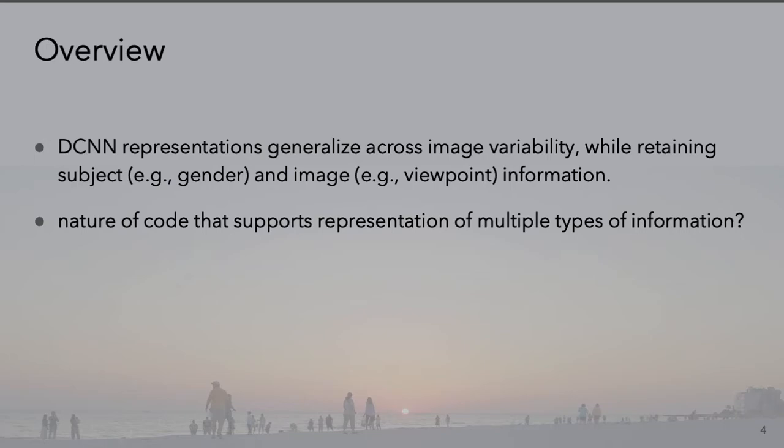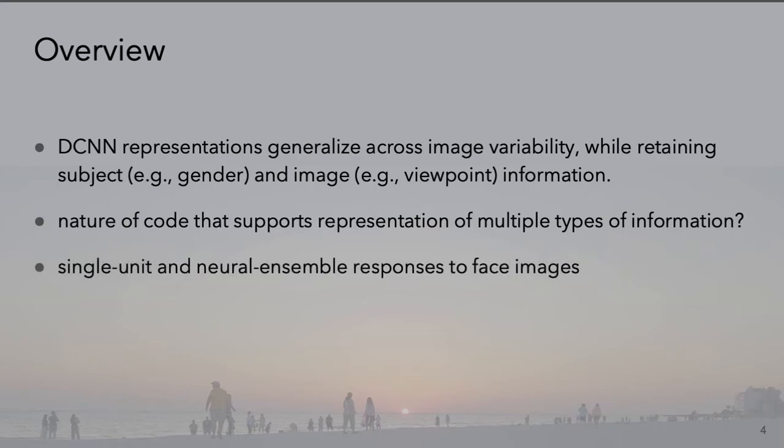Here, we ask what type of visual code a DCNN might possess that would allow it to represent multiple sources of information simultaneously. To do this, we analyze the properties of single-unit responses from units at the top layer of the DCNN, as well as the full ensemble of these top-layer units in conjunction.